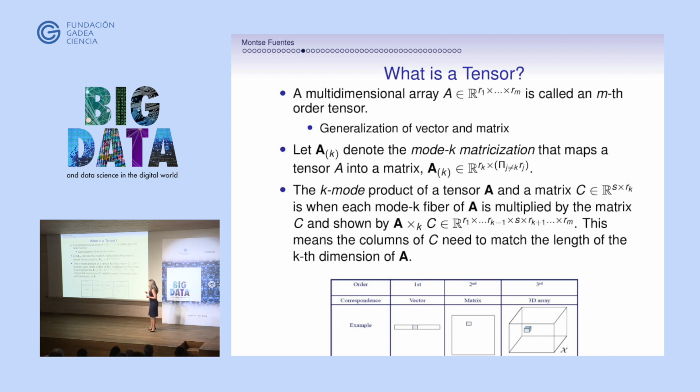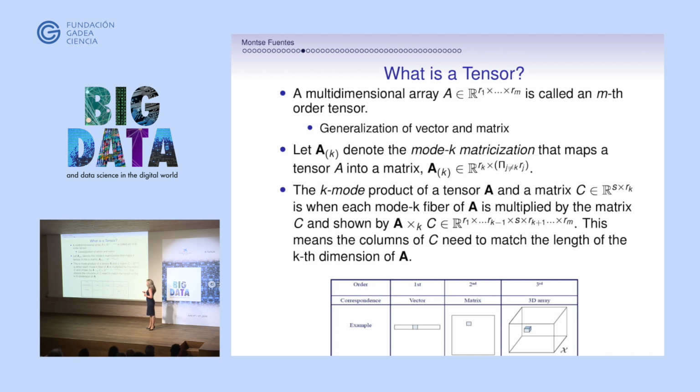Then, using matrix multiplication, we multiply each one of those mode K fibers, those vectors that we have obtained, by the matrix. To be able to do that, you need to make sure that the number of columns in your matrix matches the length of each one of those fibers or vectors.